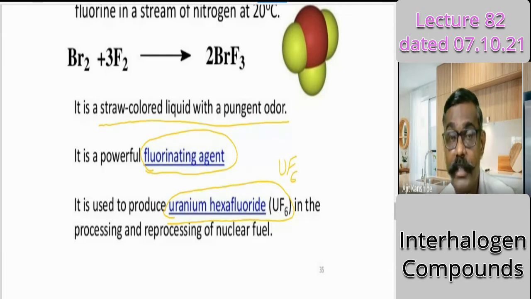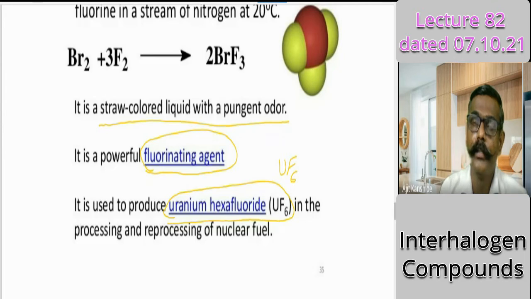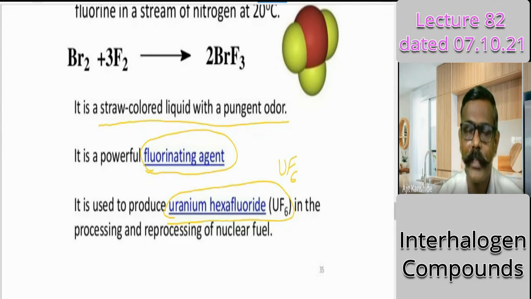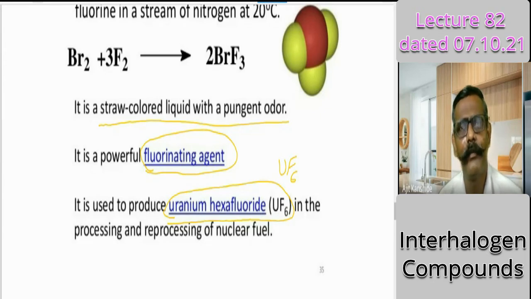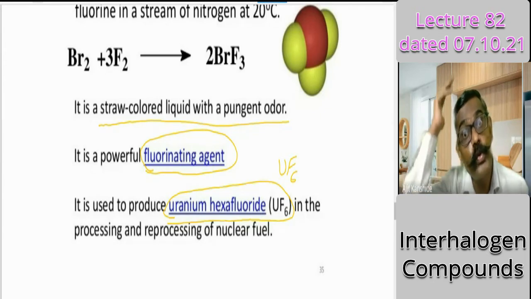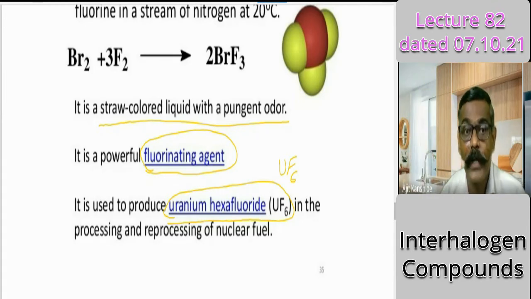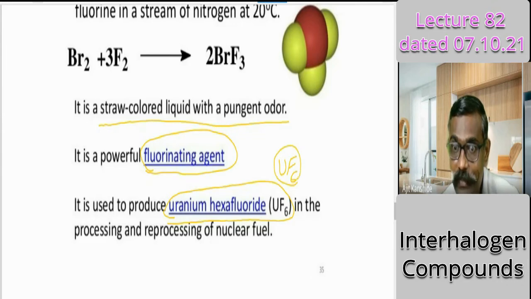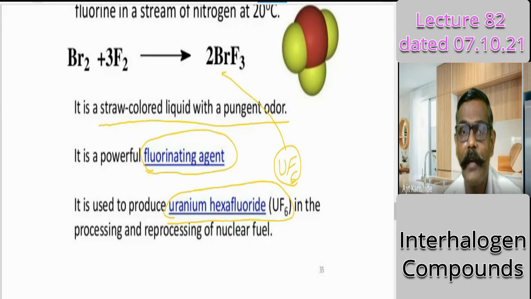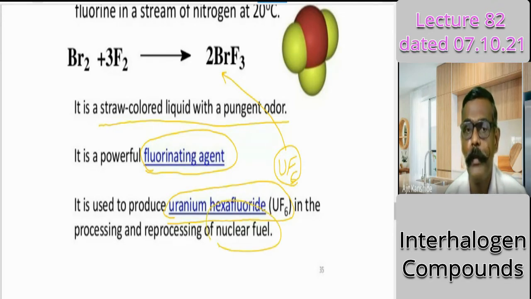If you have studied enrichment of fuel, naturally the uranium 235, which is necessary for the fission, remains to a lesser extent, only 0.7%. We want to enrich to 2.5%, means almost 3 or 4 times. For that purpose, we need to convert that uranium to gaseous form. While forming that gaseous UF6, we need a source of fluorine, and that source of fluorine is BrF3. An important application while processing nuclear fuel.